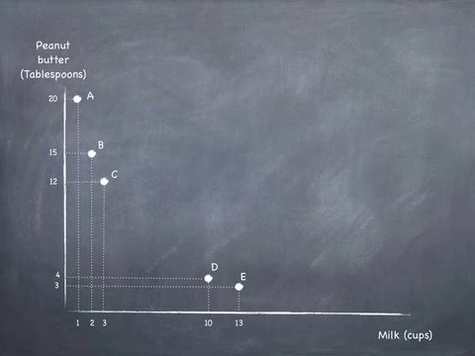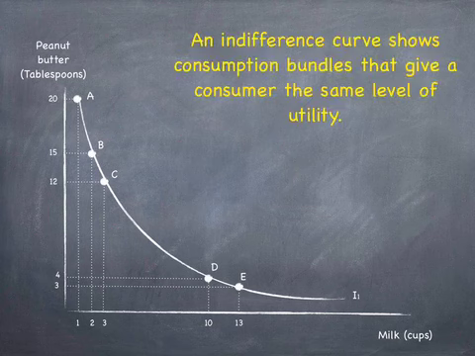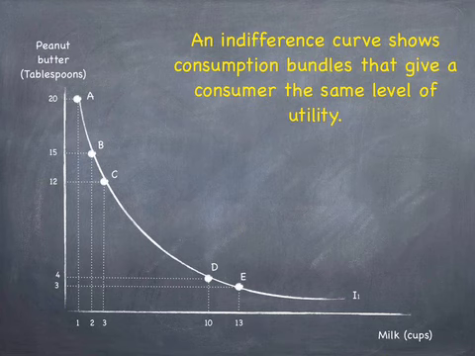If we draw a curve through points A, B, C, D, and E, we get an indifference curve. An indifference curve shows consumption bundles that give a consumer the same level of utility. So she's indifferent between any of those points on indifference curve number 1.